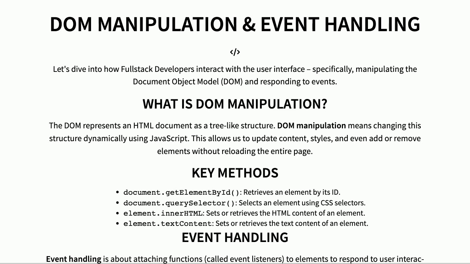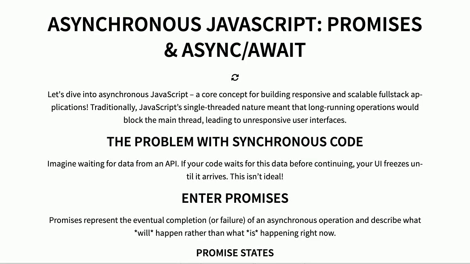Then we change things directly, like updating the HTML content or the text itself. And when users interact, clicking buttons, moving their mouse, that's where event handling comes in. We attach functions called listeners to those interactive elements so our code can respond to those actions and do something cool.